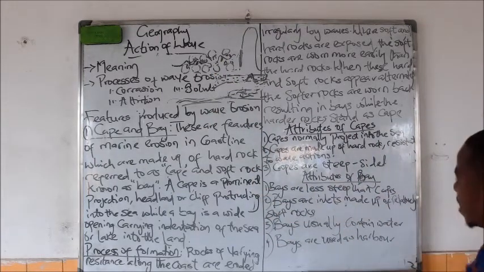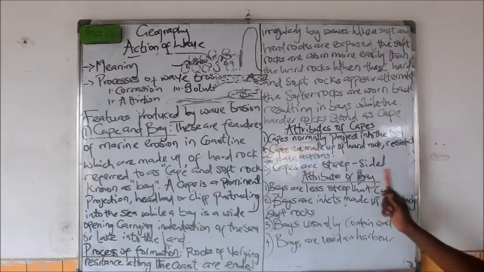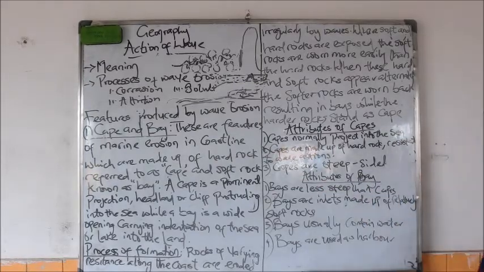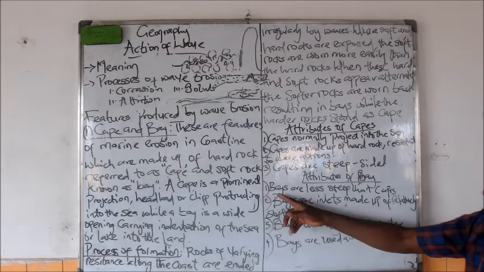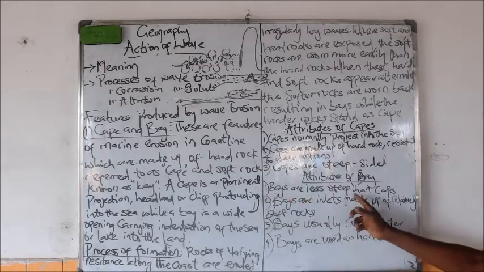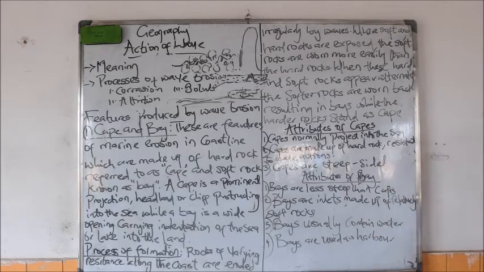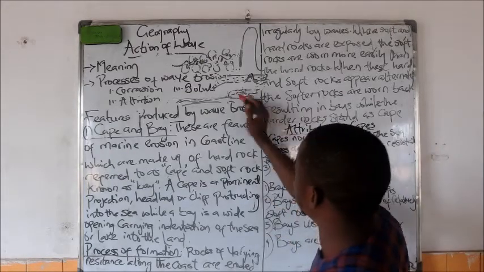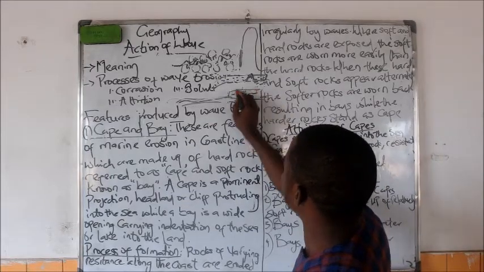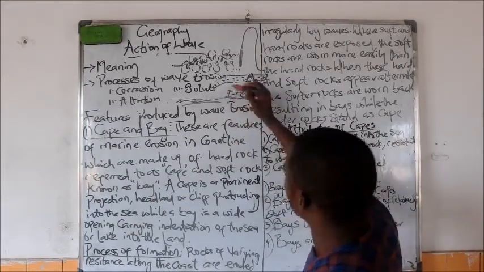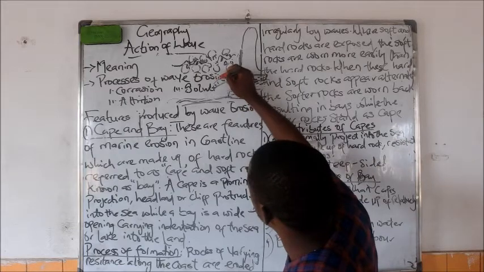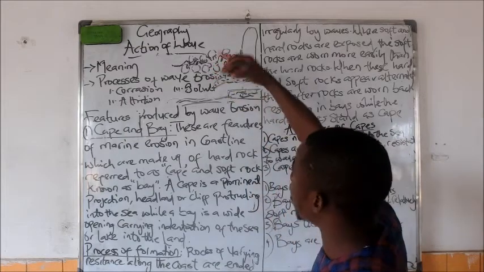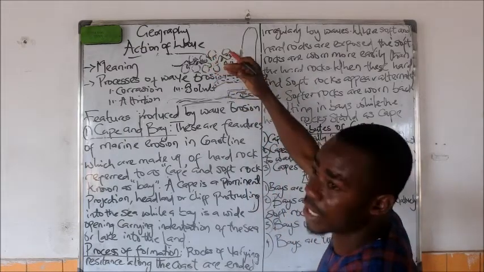Now, another one is what? Bays. How do we know a particular structure or feature is a bay feature? Bays are less steep than capes. They are less steep than capes. Look at this one, it's not even steep at all. If you look at this, it's somewhat steep. What produces this steepness is the high resistance towards marine erosion.